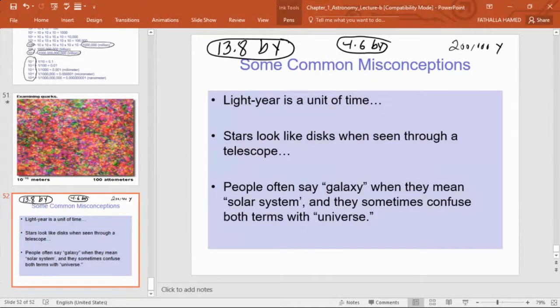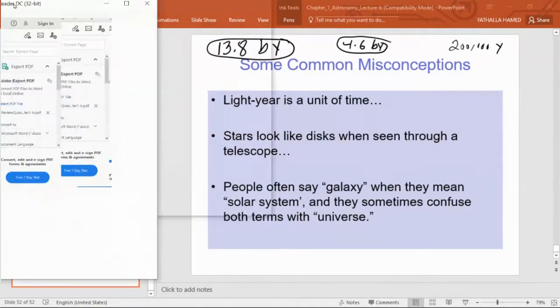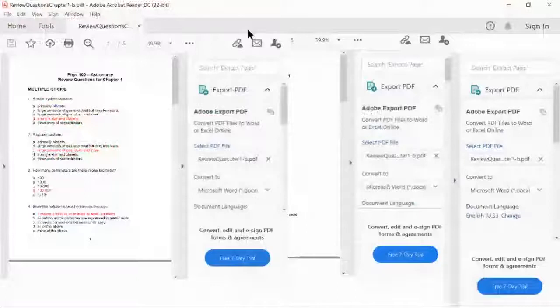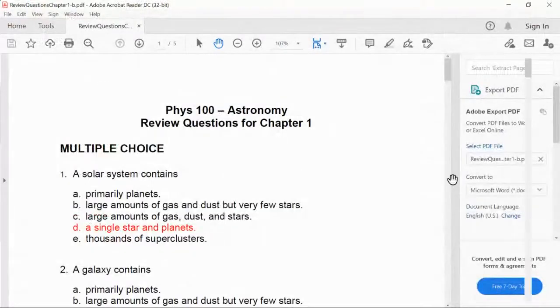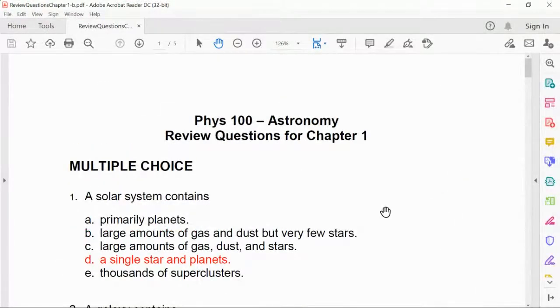Good. So the next thing that I'm going to do is look at something that I'm going to call review questions. These review questions are a question with possible answers, and you have to look at them. Here, basically, the answers are given in red.